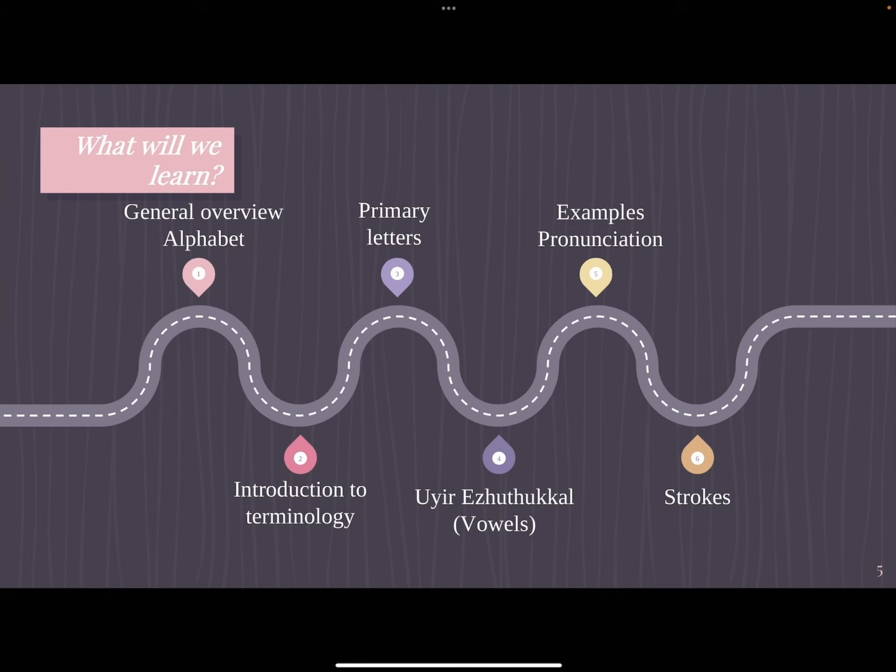What will we learn in today's lesson? I will give you an overview about the entire alphabet, although we will only focus on a small part in today's lesson. I will also quickly introduce you to some terminology. We will talk about primary letters, what those exactly are. We also have secondary letters, but those won't be the subject of today's lesson. Moreover, we will talk about the vowels, which are called uyir எழுத்துக்கள் in Tamil. I will provide you with some examples of how to pronounce them in Tamil as well as in English. And at the end, we will quickly go through the strokes.